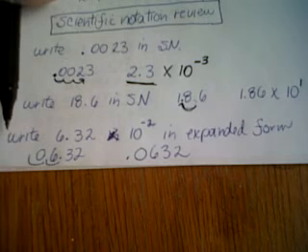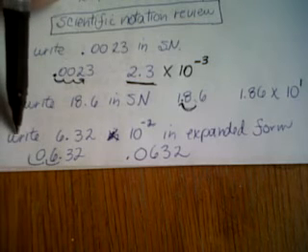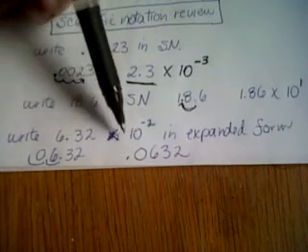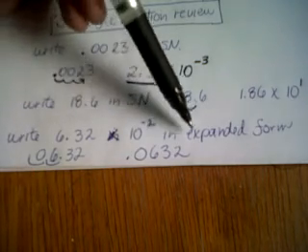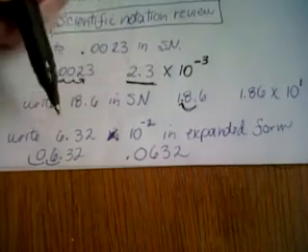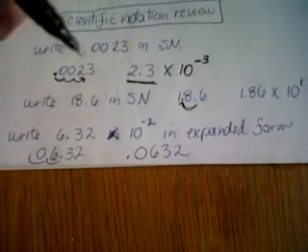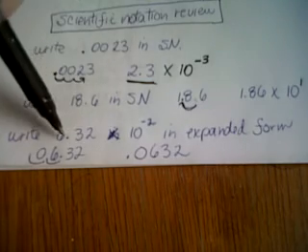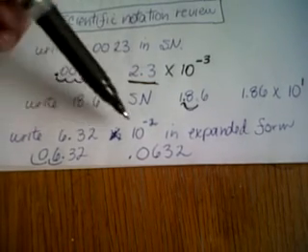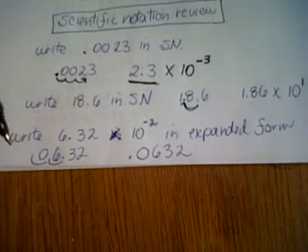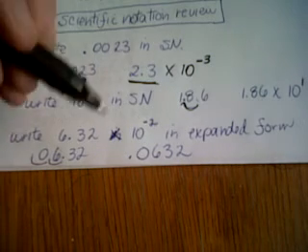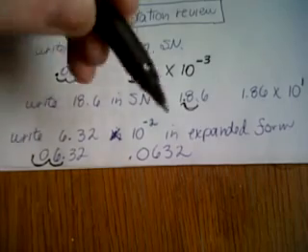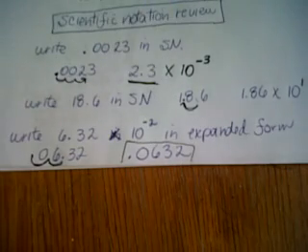Here's another example. I give you the number and I ask you to write it in expanded form. So write 6.32 times 10 to the negative 2 in expanded form. So I have 6.32, and we're going to multiply it times 10 to the negative 2. That means I'm going to make this number smaller because I'm multiplying it times 10 to a negative power. That means I'm going to make that decimal go in this direction 2 spots. So here would be your answer.